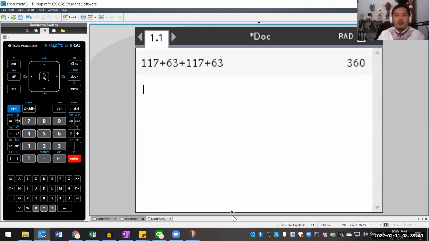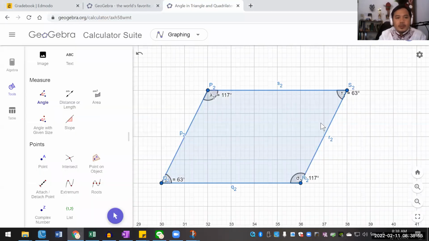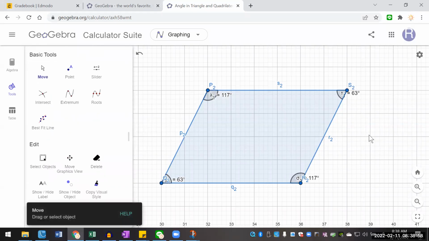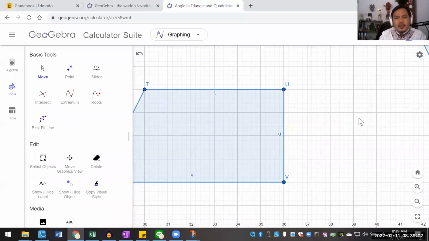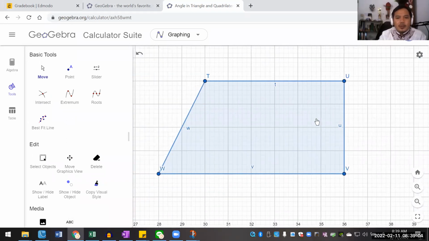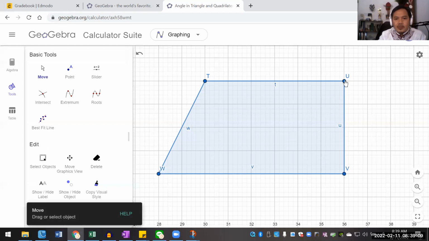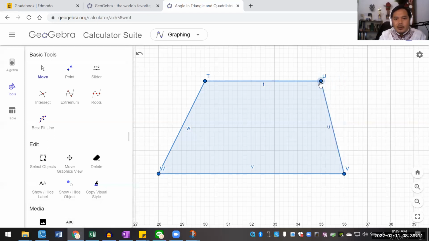Okay, so we have three different quadrilaterals, and we get 360. But again, we need all the proof, right? So we need to prove it for other shapes. Let's do that again. I'm going to go to the shape over here because this shape is a little bit different. Maybe all of the angles will be different. So I'm going to move this a little bit here.